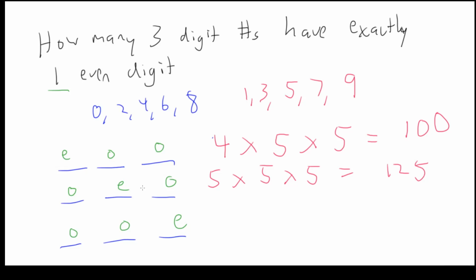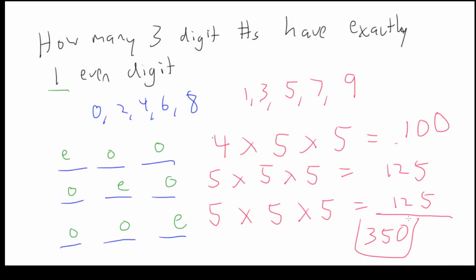And then for odd, odd, even, we have 5 different odd digits times another 5 different odd digits times, once again, since you can use 0, 2, 4, 6, and 8 for the even digit, you would multiply by 5 again to get 125. So we basically covered all our 3 scenarios: the even digit is the first digit, the second digit, or the third digit. Now that we have the number of ways for each scenario, we can add them together to get 350, which is the total number of 3-digit numbers that have exactly 1 even digit.